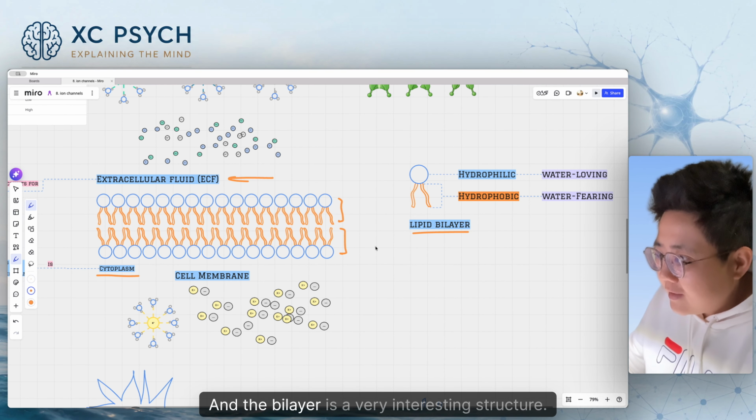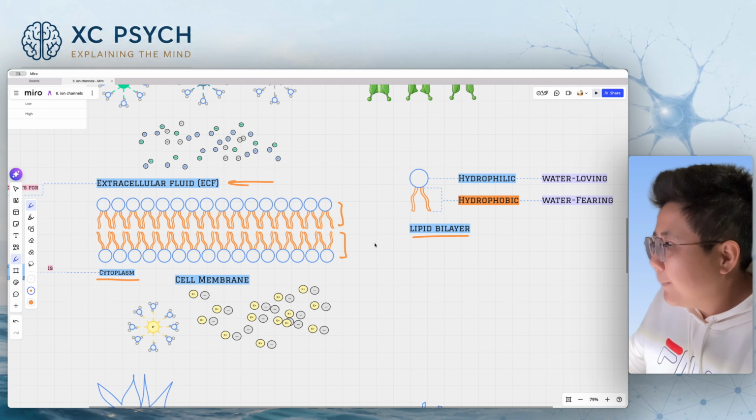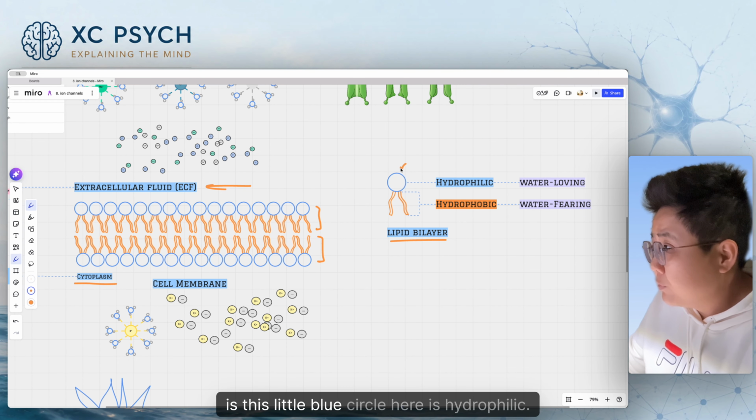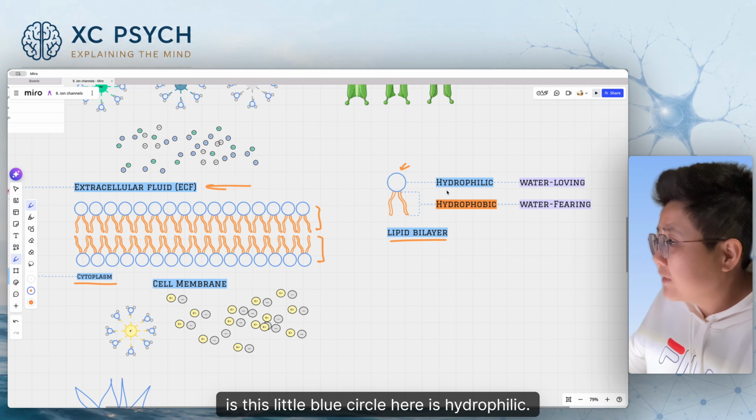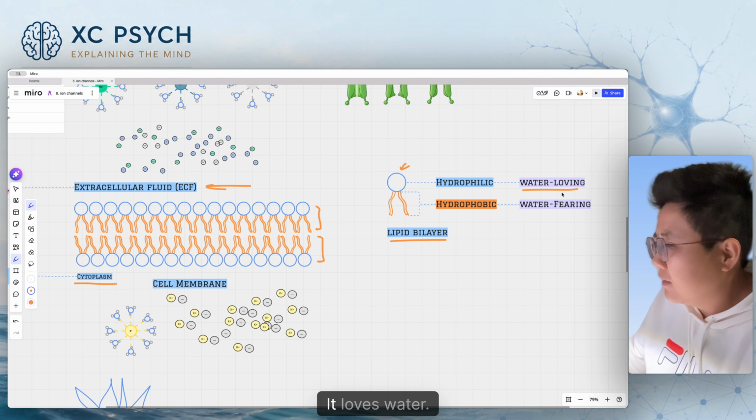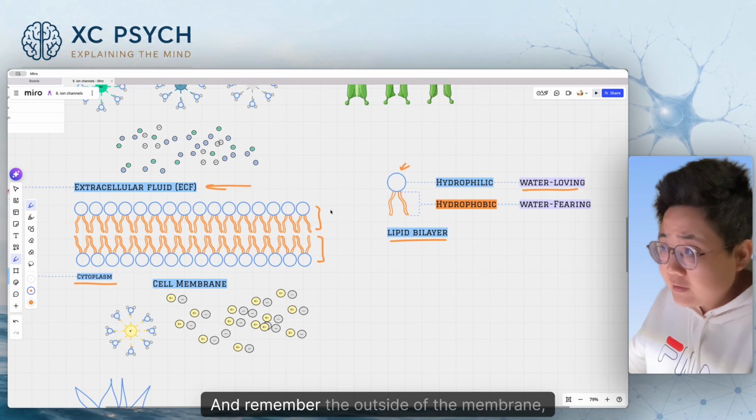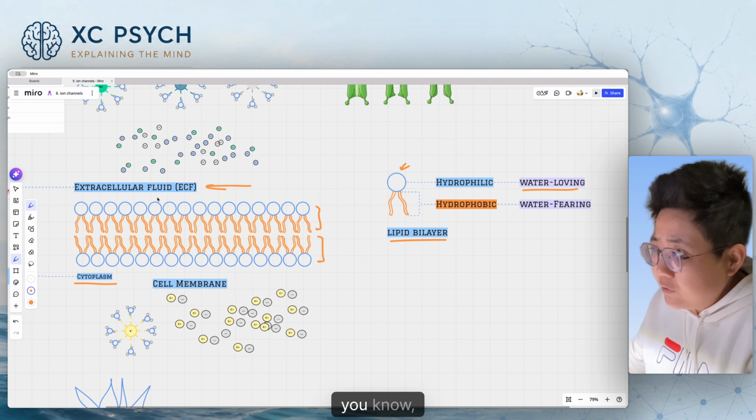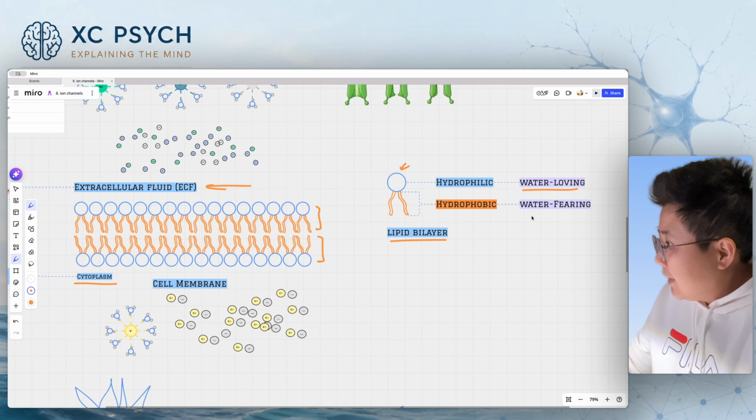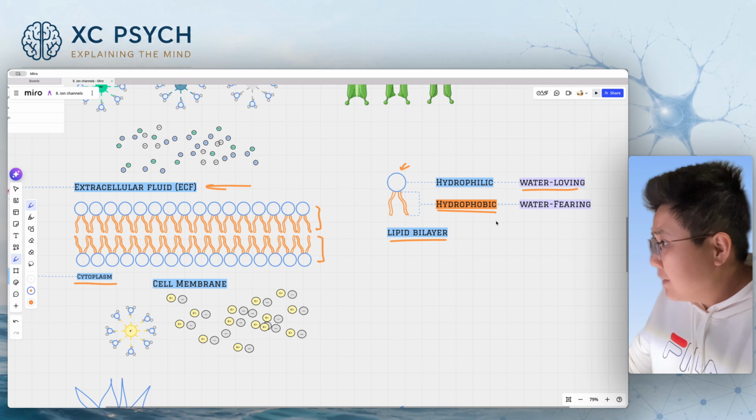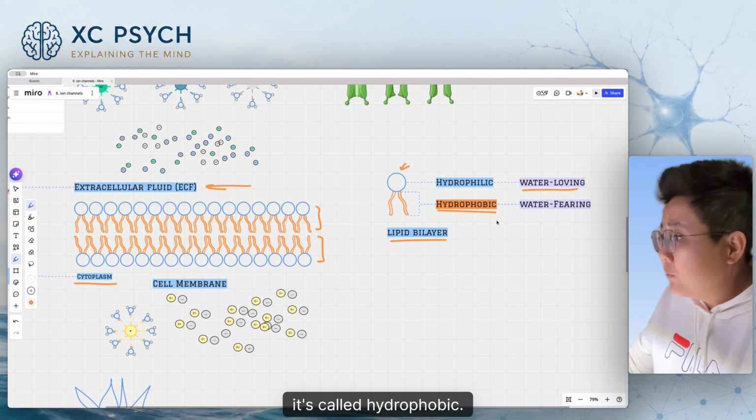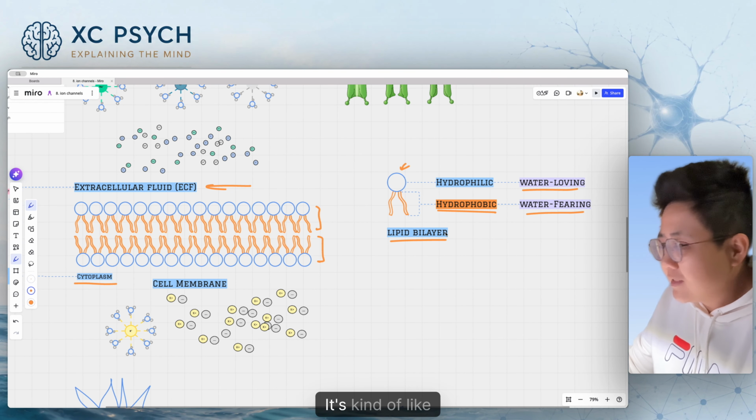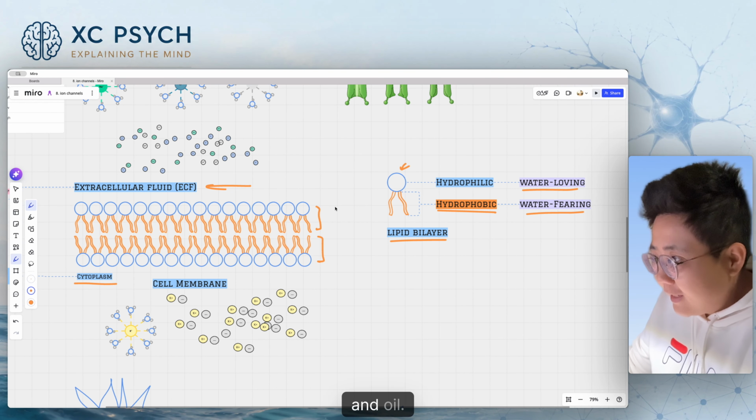And the bilayer is a very interesting structure. It has a head, this little blue circle here, that is hydrophilic, meaning water-loving. It loves water. I remember the outside of the membrane, the extracellular fluid, is mainly water. And it has a tail, which is called hydrophobic. So the tail is hydrophobic, meaning water-fearing. It doesn't love water. It's kind of like water and oil.